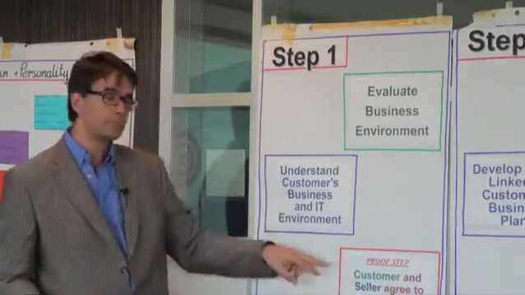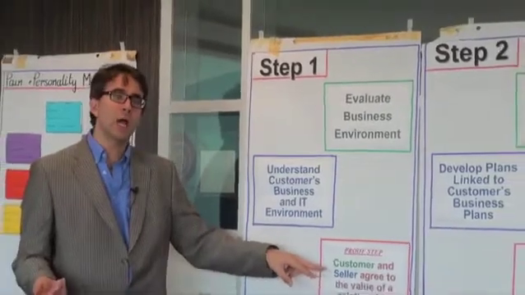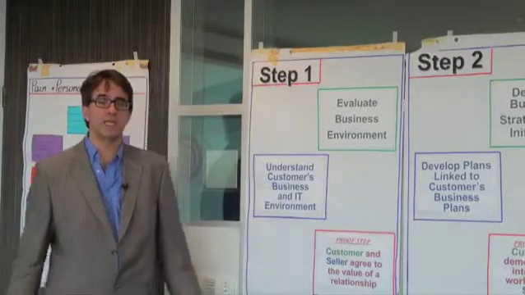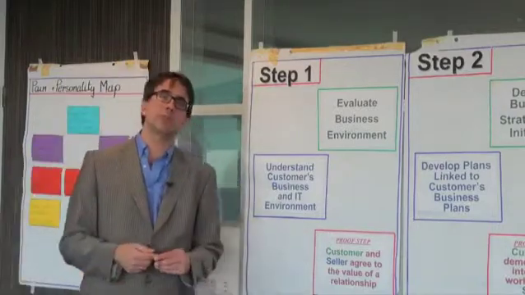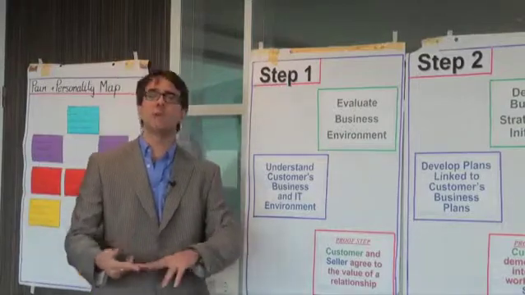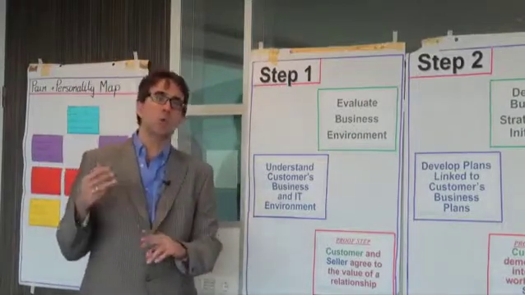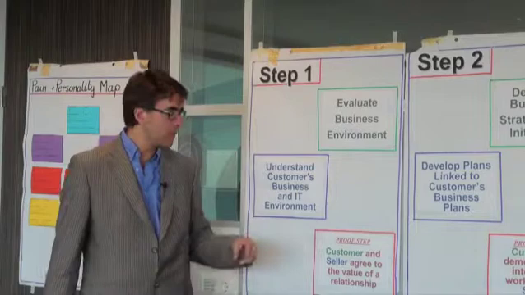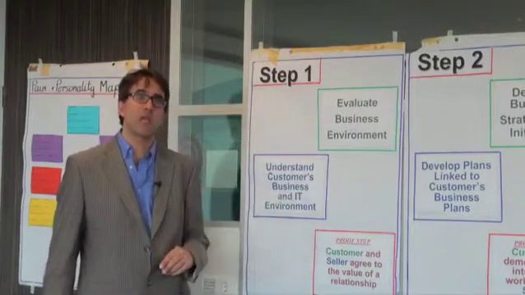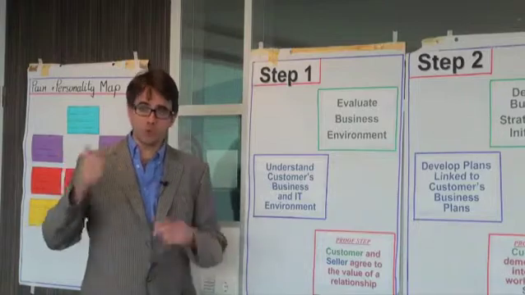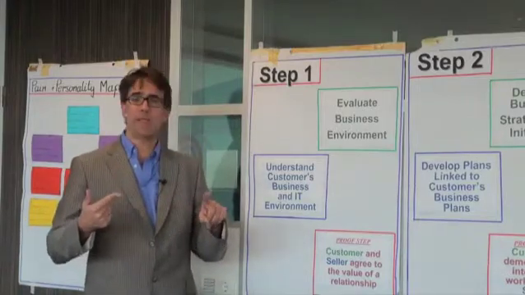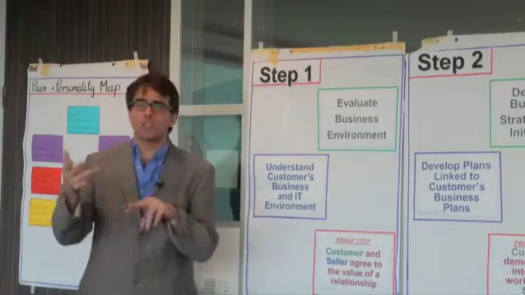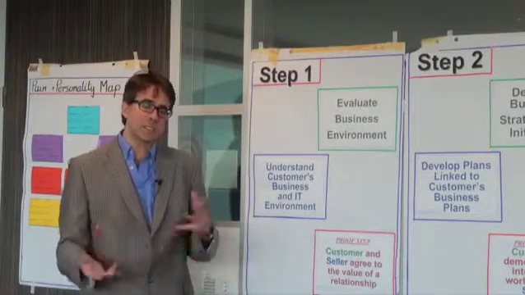The proof step is that the customer and the seller agree to the value of a relationship, which means the salespeople look at this client and they say, yes, this is an interesting client for us. There are projects there that we could do. There is value there that we could demonstrate. We could help this customer implement some of their business plans and ideas. The customer looks at the sales organization and says, these guys are good, credible, they have references, they're the right type of organization that we could consider working with in the future. So that's the goal of step one.